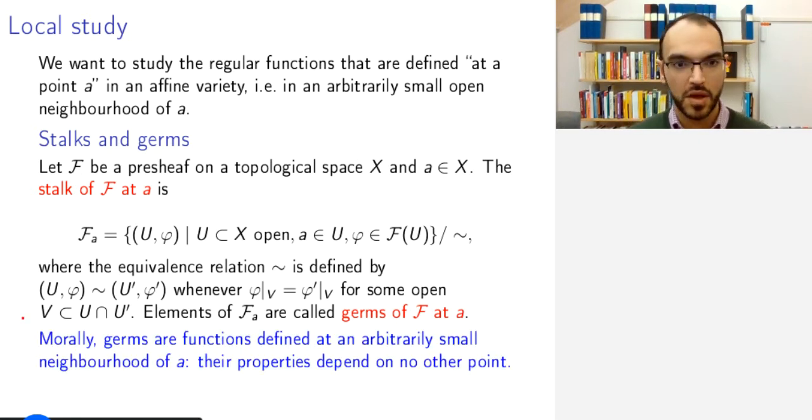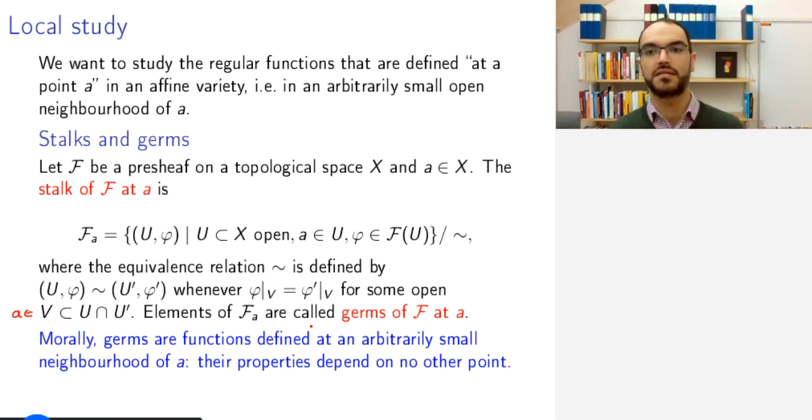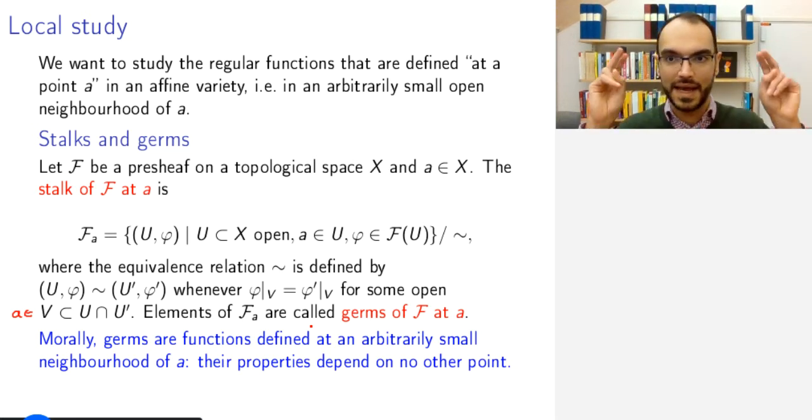So what does this mean? Morally, if you think of these sections as functions, then you are looking at functions defined in neighborhoods around A, and you consider two such functions as equal if they are equal on some open set containing A. Meaning that if they are equal except for at a different point, since points are closed as far as we have considered so far, excluding that point will give you a smaller open neighborhood around A. And so the behavior of your functions at this other point will not matter. So you're looking at the local behavior at, so to speak, the point A of functions.